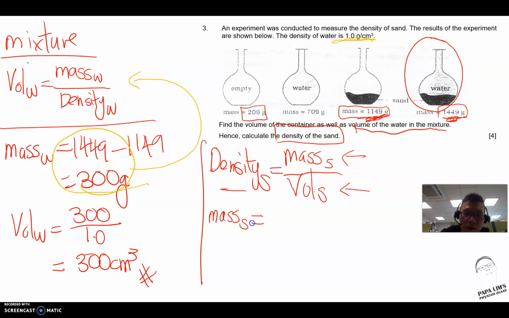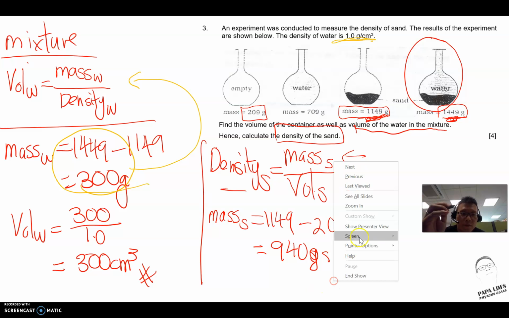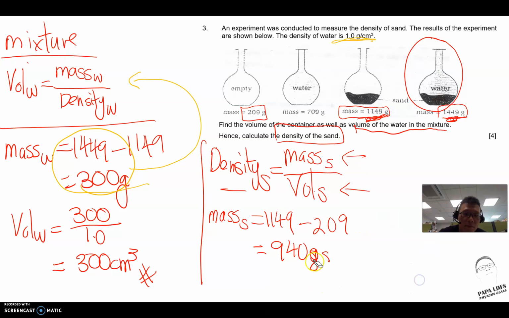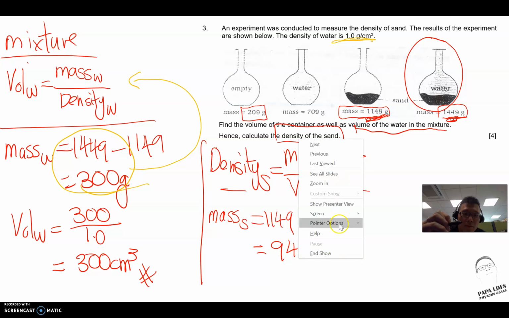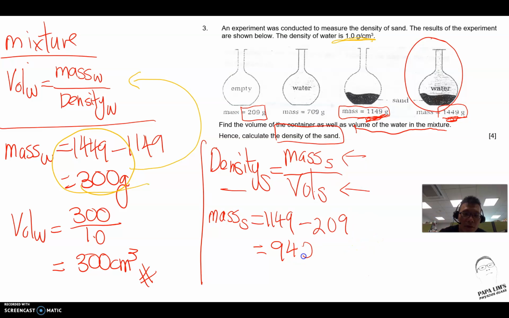Because for the mass of the sand, flask plus sand is 1149, and just the flask alone is 209. So if you do this, you will find that this will be 940 gram of sand available. So this was 940 gram of sand available.